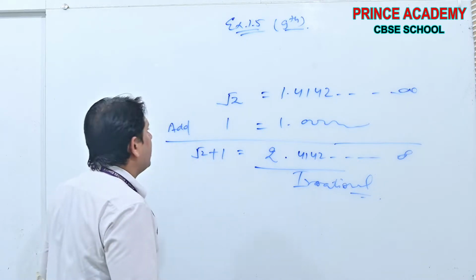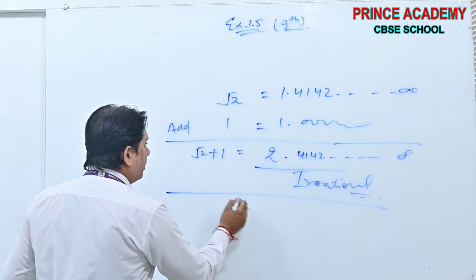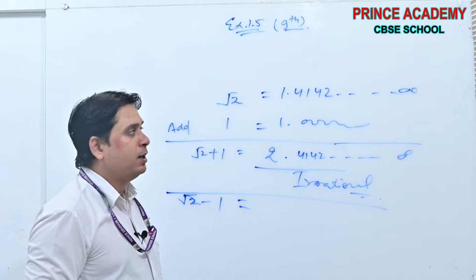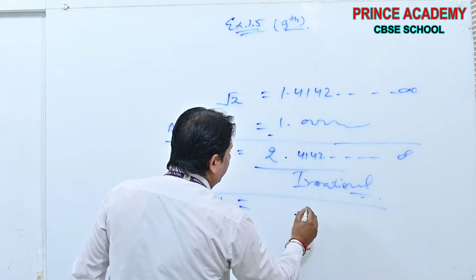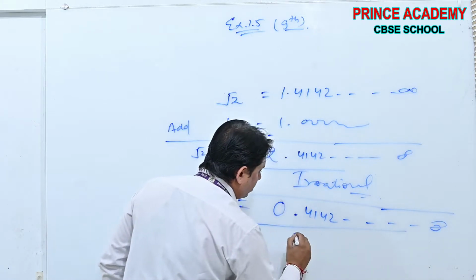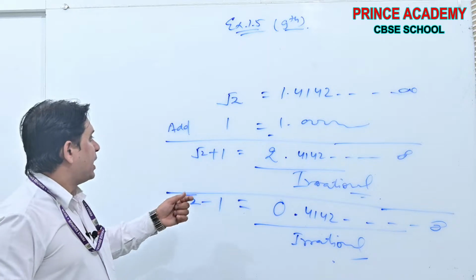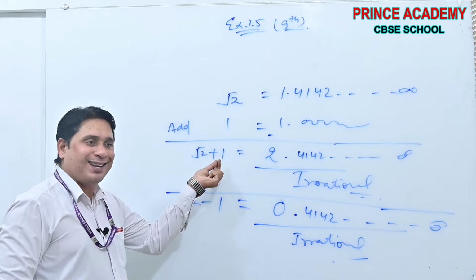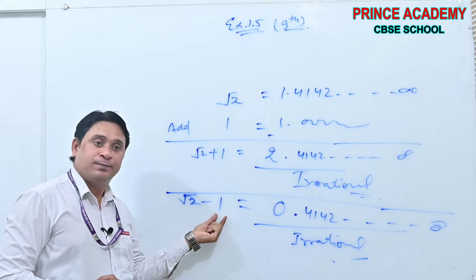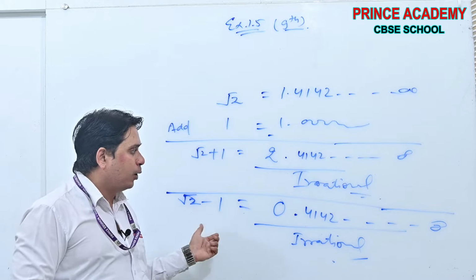Now see, if I subtract, it will be root 2 minus 1. If we subtract, after decimal the whole thing will appear the same as it is, but here 1 minus 1 is 0. What is this? This is also irrational. Yes or no? What does it mean? If we are adding a rational number to an irrational, we get an irrational. Here also, taking the difference of rational and irrational, the output is irrational.